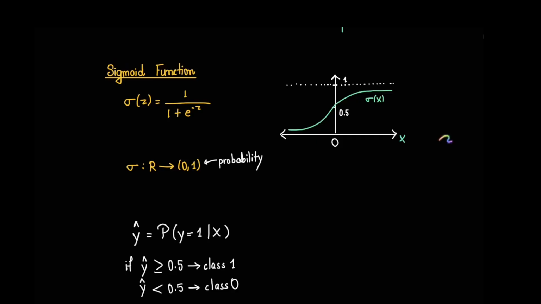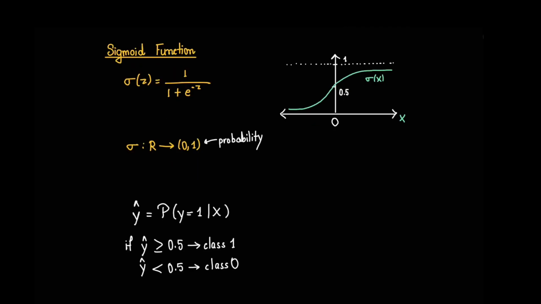Now, if the probability is greater than or equal to 0.5, that is 50%, we say that the object belongs to class 1, otherwise we say it belongs to class 0. We also say class 1 is the positive class and class 0 is the negative class. You can call them class A, class B, anything you want.